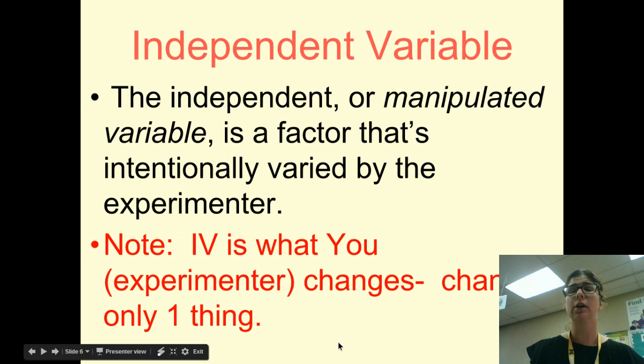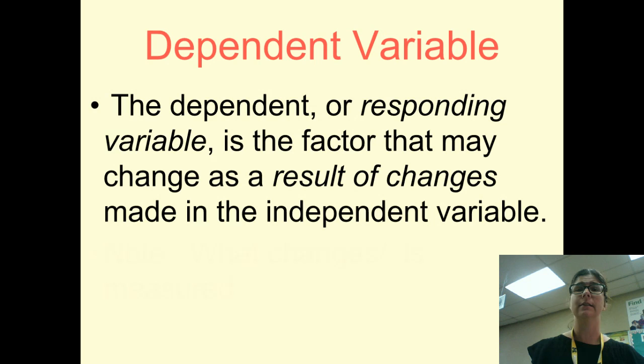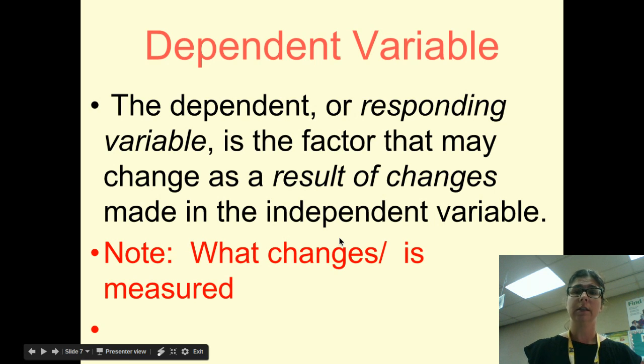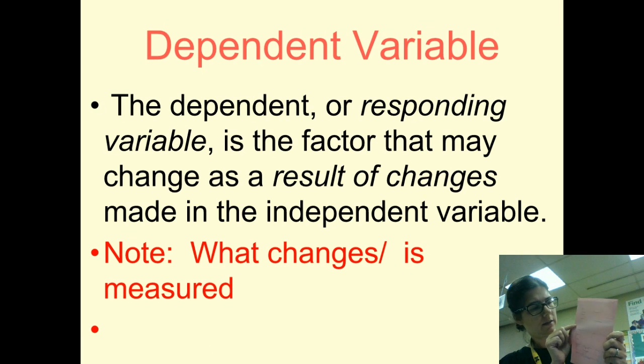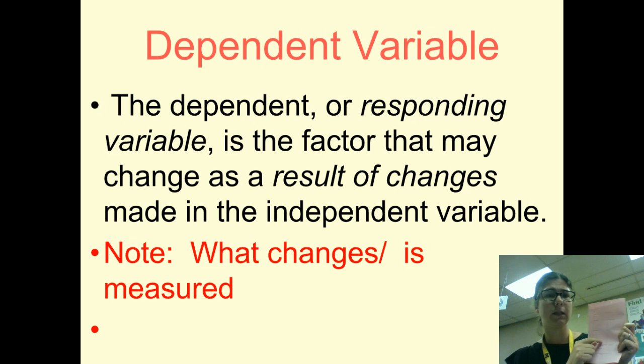If I go too fast, you can always pause this presentation, go back, see what you missed, and write it in. The dependent variable, so on your pink sheet, we had independent variable, and hopefully you can see this in one box. And now we're going to go on to the dependent variable, which is below it.